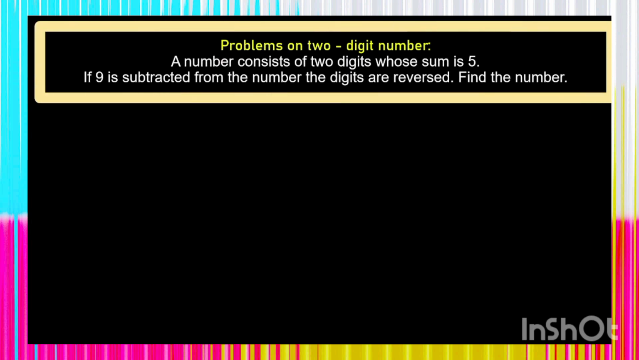As per your request, look at the numbers, look at the problem here. A number consists of two digits whose sum is 5. If 9 is subtracted from the number, the digits are reversed. Find the number.